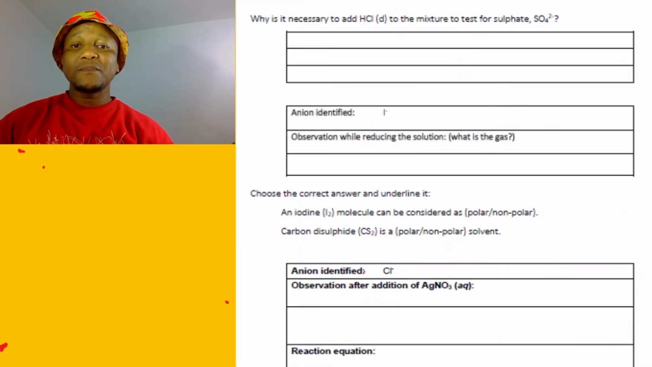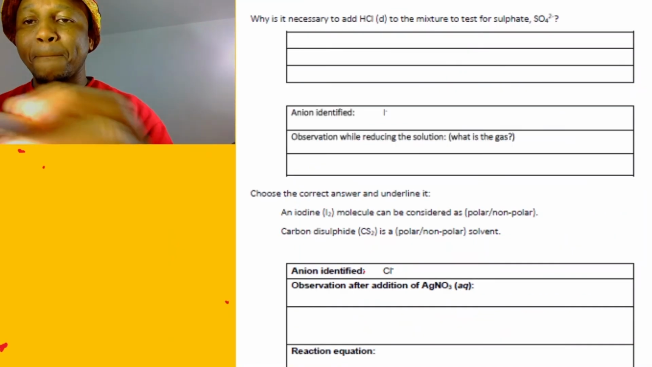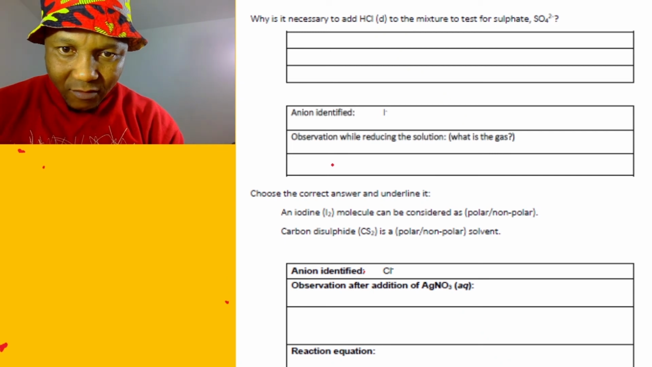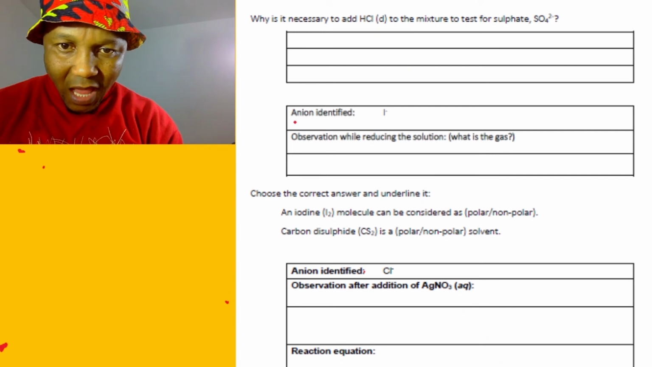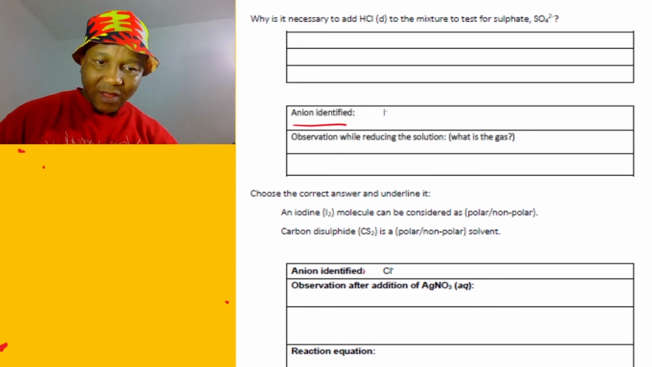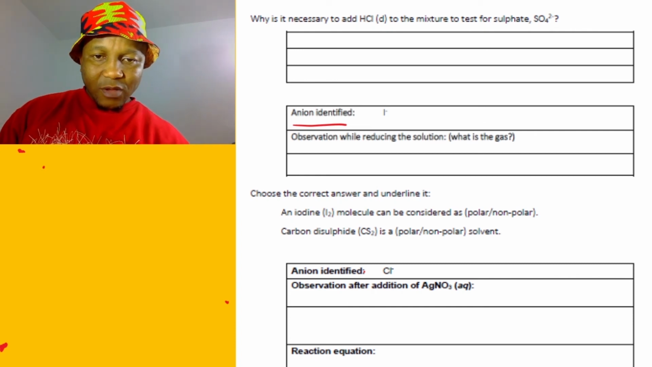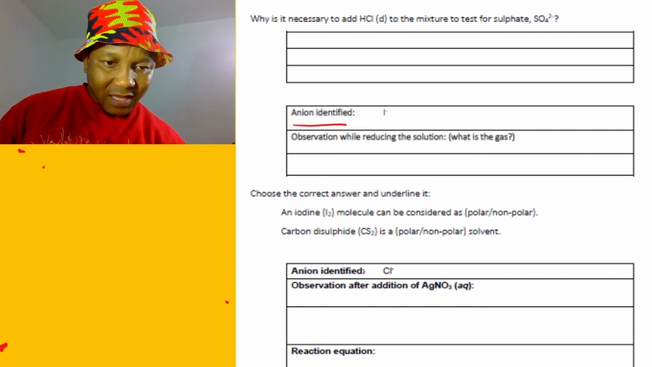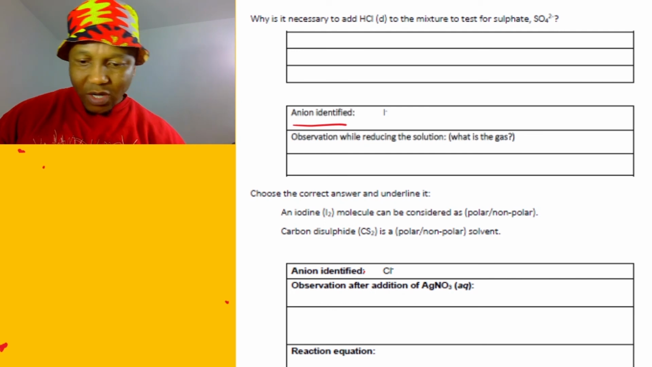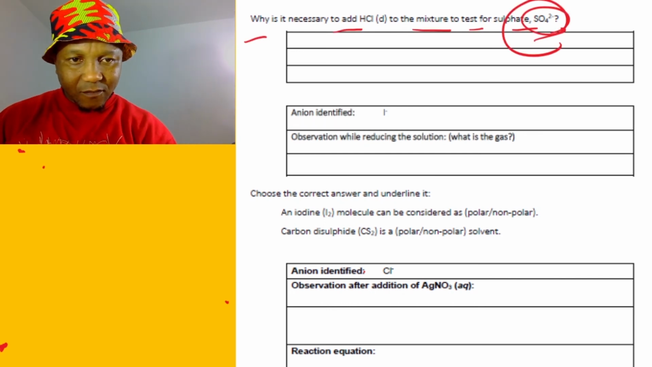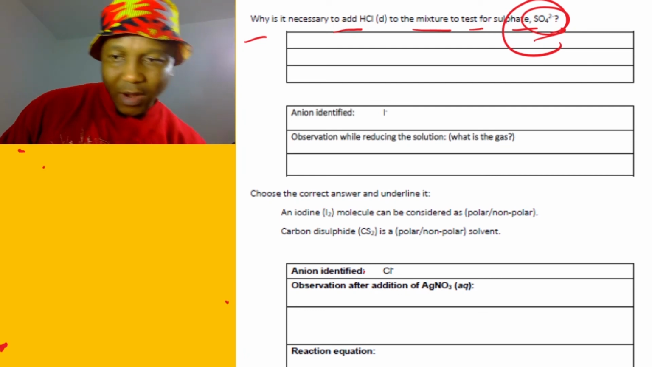So then we say simply, I have to read the question very, very carefully here. They say anions identified. If you look carefully, it's going to be chloride. I can just paste the equation here so you can see what I put for you here. It's going to be chloride.